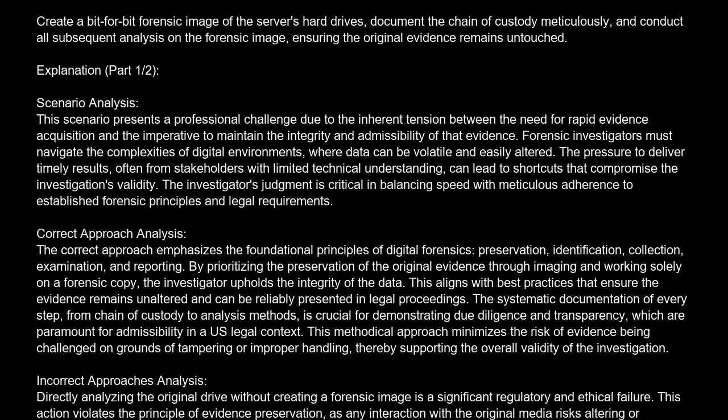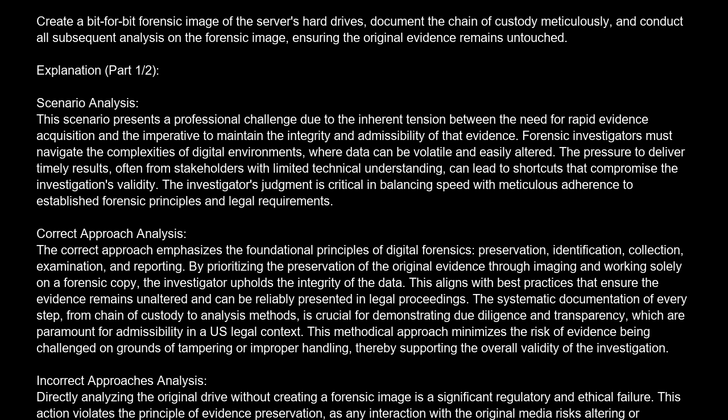The correct answer is A. Create a bit-for-bit forensic image of the server's hard drives, document the chain of custody meticulously, and conduct all subsequent analysis on the forensic image, ensuring the original evidence remains untouched.